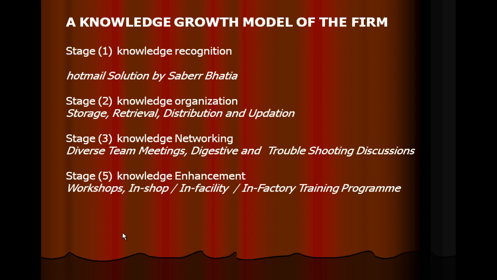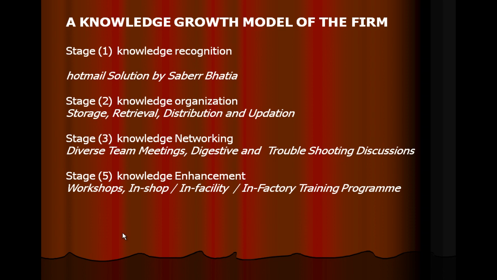The fourth stage in the knowledge growth model of any firm would be knowledge enhancement. I have recognized, I have organized, I have networked. Now what's it all about? We have to enhance the knowledge level in an organization. How do we do it? We could go for a workshop. It can be an in-house workshop, in-facility workshop, in-factory workshop, or a training program.